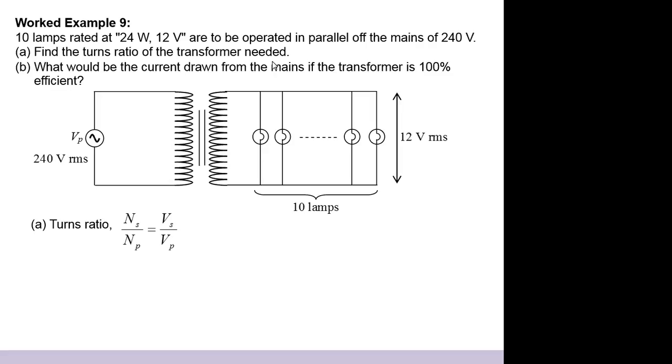Right? So which is the secondary side? The side where you're using the things is usually the secondary side. The side where the voltage is coming in is usually the primary side. Sub in the numbers, done. Boom. Answer 1 to 20. Easy. Very easy. Next, what will the current drawn from the mains be if the transformer is 100% efficient?